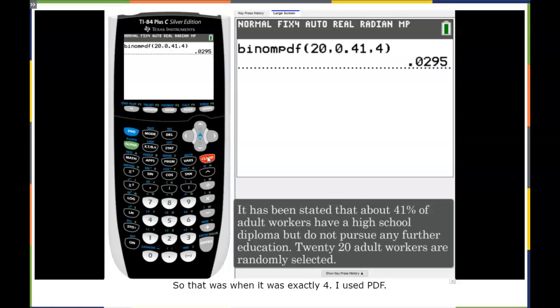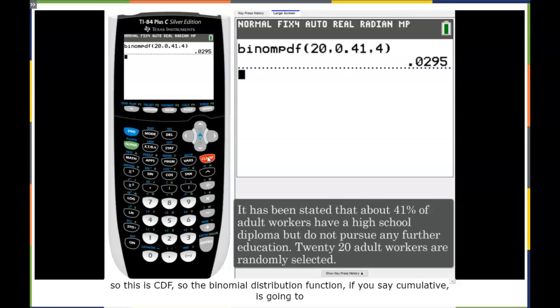So that was when it was exactly 4, I used PDF. Now what's the probability at most 12 of them have a high school diploma but do not pursue any education? So at most means that it could have been 0, 1, 2, 3, 4, 5, 6, 7, 8, 9, 10, 11, or 12. If we use PDF, we're going to have to calculate 12 of those and add them all up.